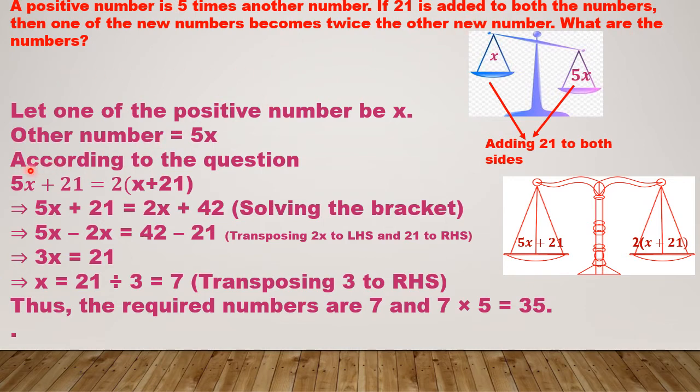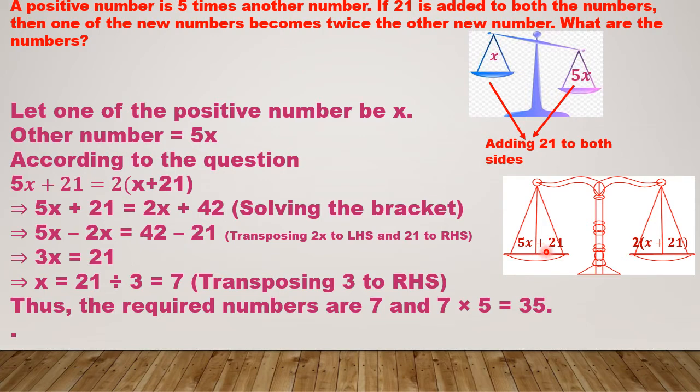Then when we write according to the question, it means we are applying the condition. Now the first condition is that you have to add 21 to both the numbers. So we are adding x plus 21 and 5x plus 21. But at that time also it is not getting balanced.